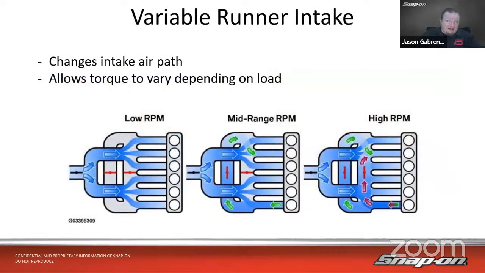And then we have variable runner intakes. There's a couple different ways that manufacturers go about this. I remember back a couple cars ago, I had a '94 Acura Integra GSR. The GSR was the fancy one before the Type R came out, and that had a variable runner intake. It had a longer runner for low speeds and a shorter runner for high speeds. When it got to a certain RPM, those air flaps, the butterfly valves, would open up and you could hear it in the intake. You could hear it change the tone of the vehicle. So it just changes the distance that the air needs to travel in order to increase low RPM torque. It allows the torque to vary as well, depending on the load.